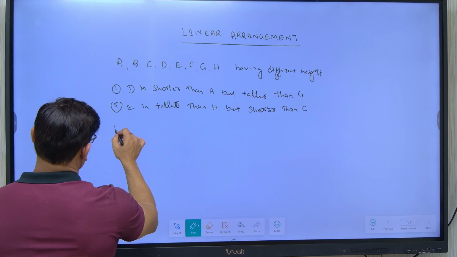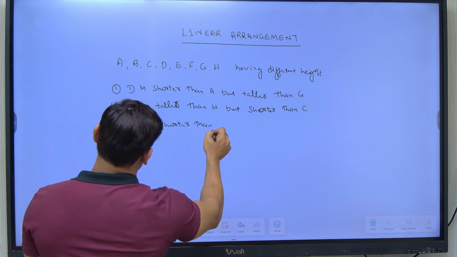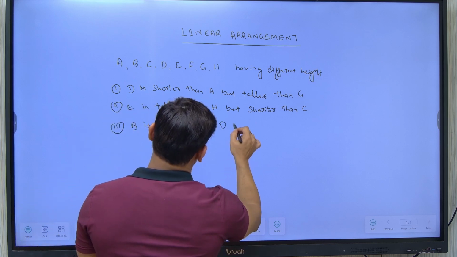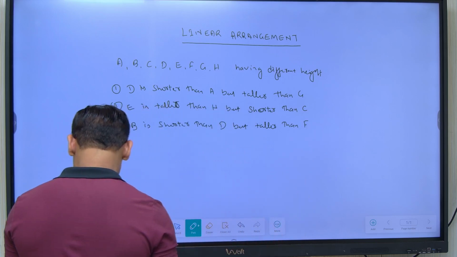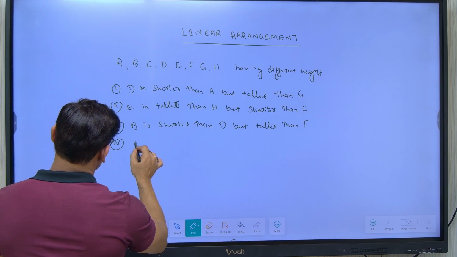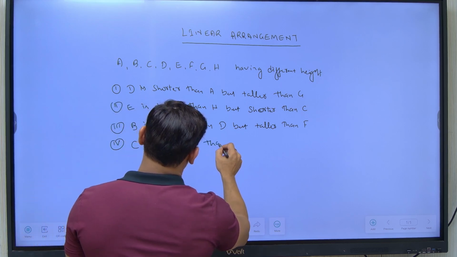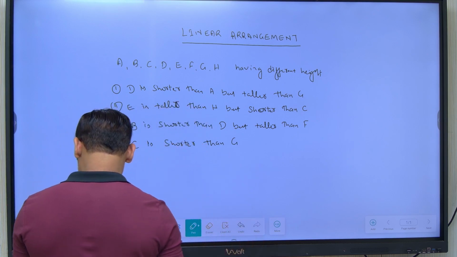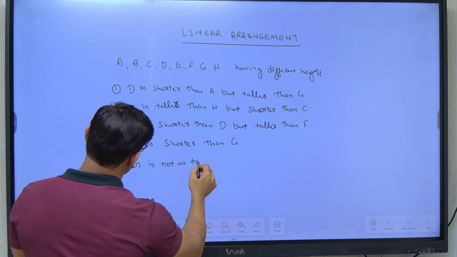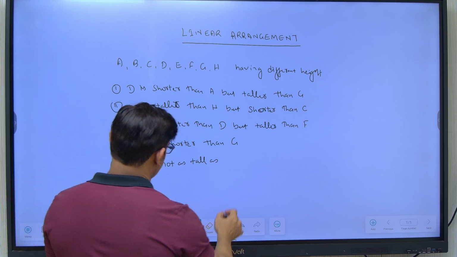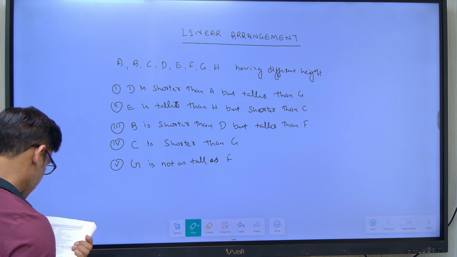Third is B is shorter than D, but taller than F. Fourth is C is shorter than G. And fifth is G is not as tall as F.